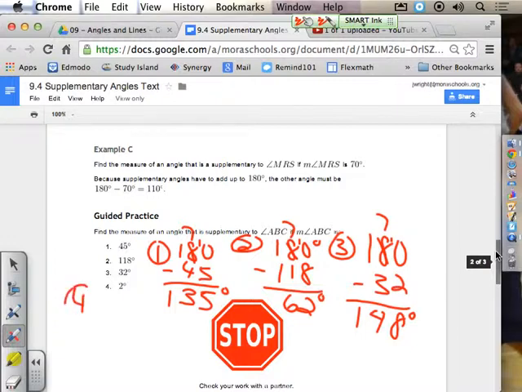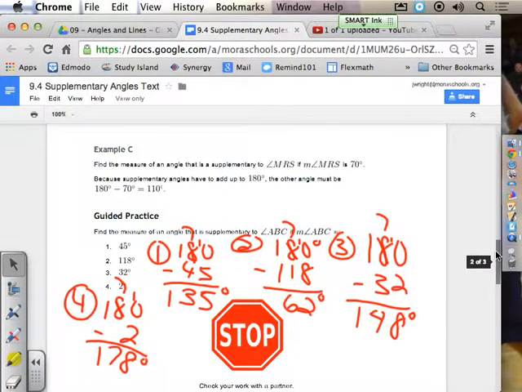And number 4. Ooh, look at this little tiny guy. Borrow. That one's 178. Two angles that add up to 180 degrees are supplementary. Good luck. Ask questions.